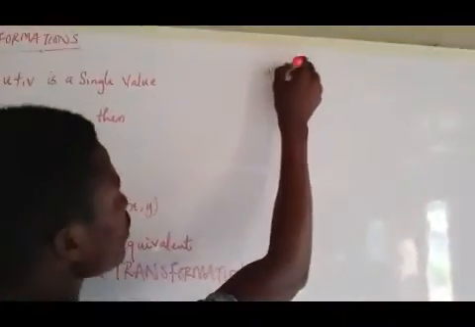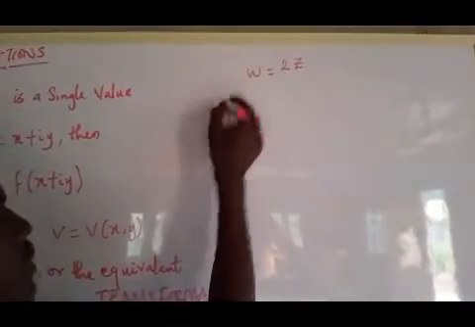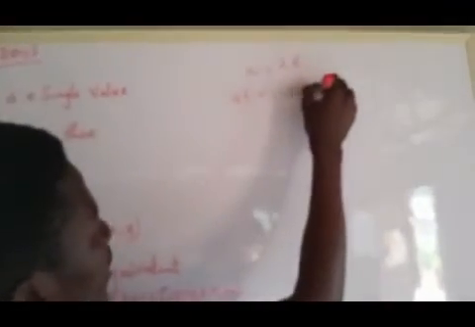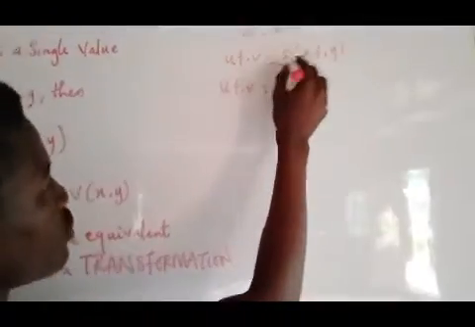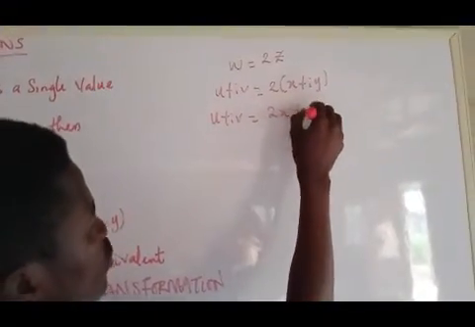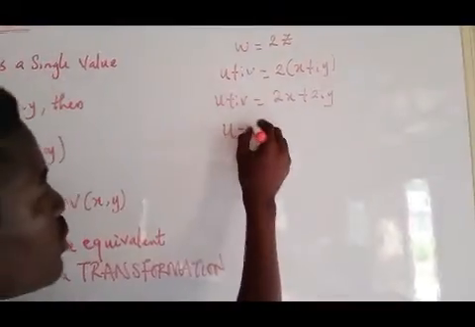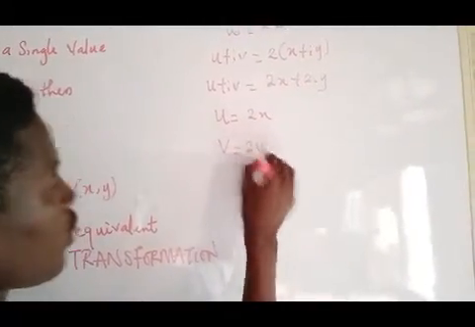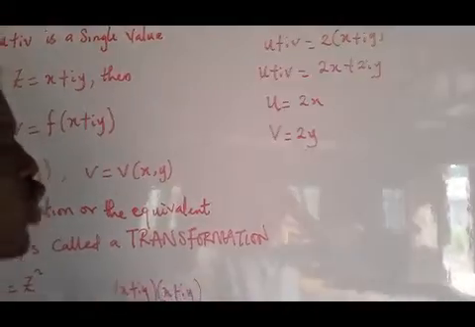So let's say we want to find out now. Let's say now we have w equals 2z. What would that be? u plus iv equals 2 open bracket x plus iy. And that is u plus iv equals 2 times x, 2x plus 2iy. Alright. So from here you can see that your u is equal to 2x, and your v is equal to 2y. Do you get that now? So that's how to do it. Majorly, all you are just doing is comparing.